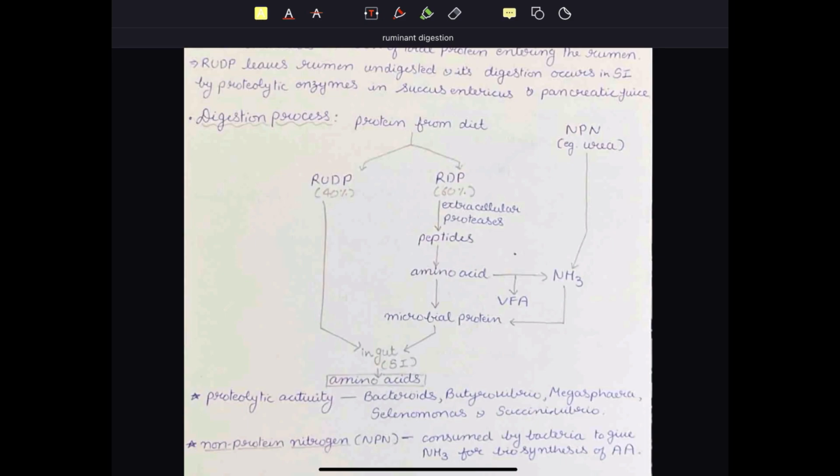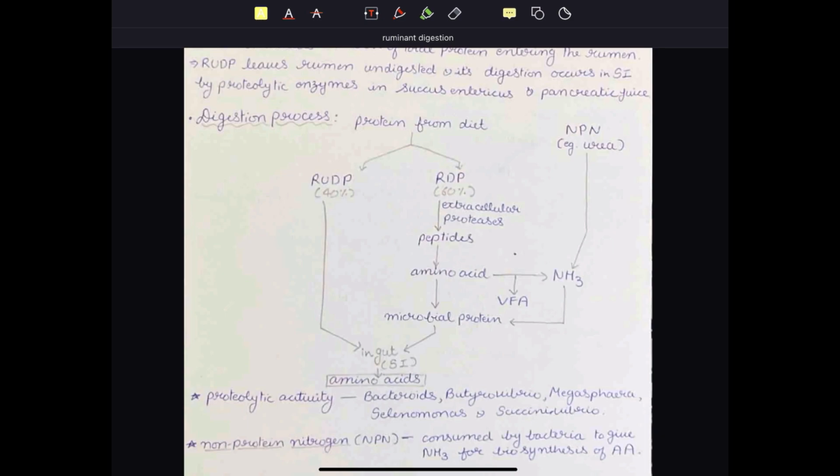Okay, so what is this cycle? So see, in ruminant animals, as I said, there's no need of actual protein. The microorganisms which are responsible for microbial protein production only require nitrogen. So if we give something that has nitrogen but is not actually protein, that substance can be used as a source of protein in ruminants, right?